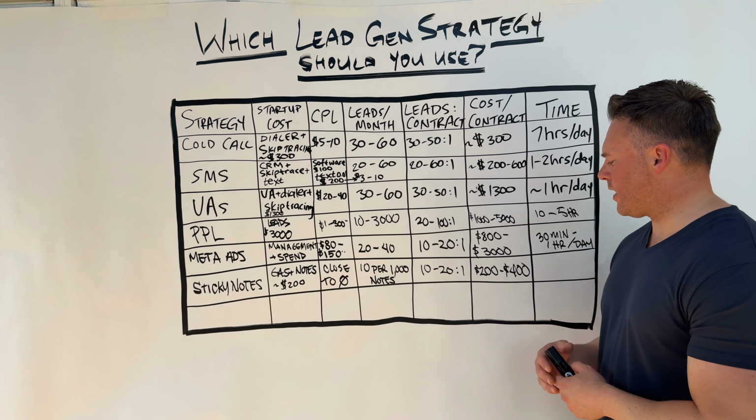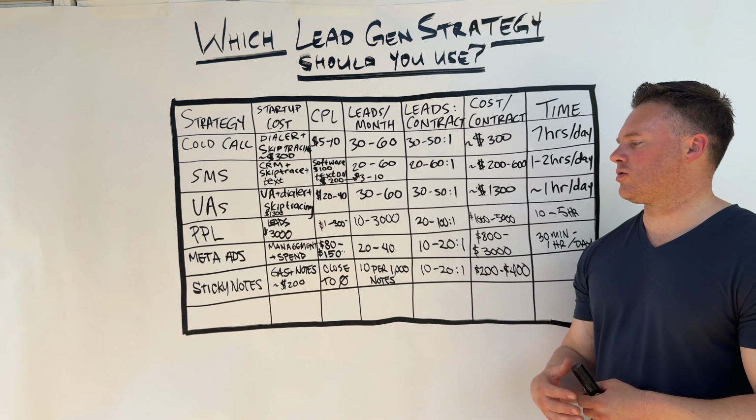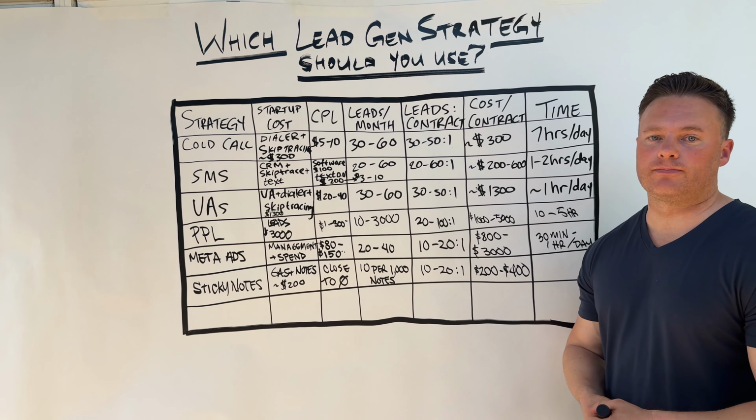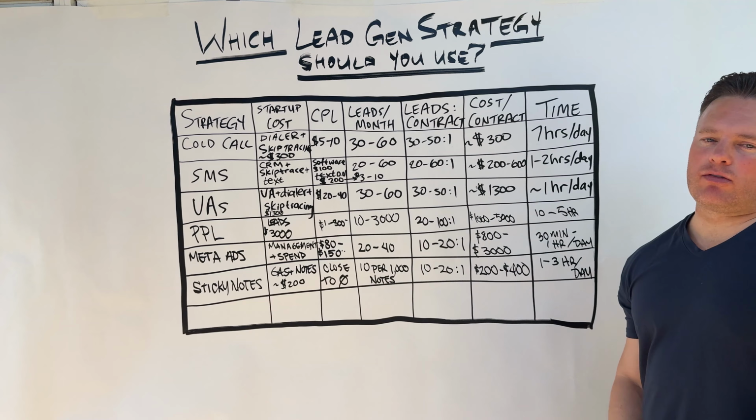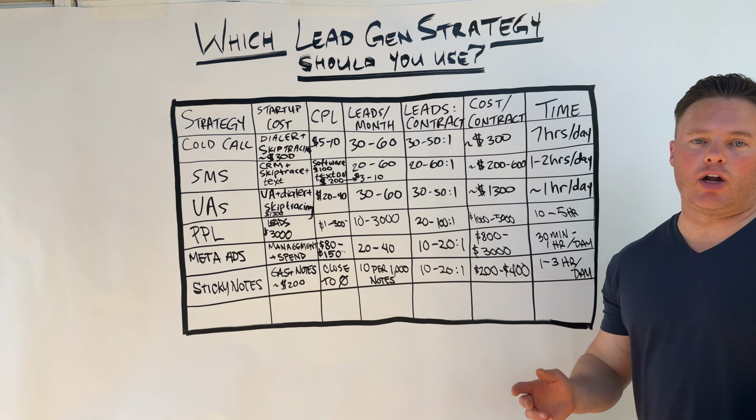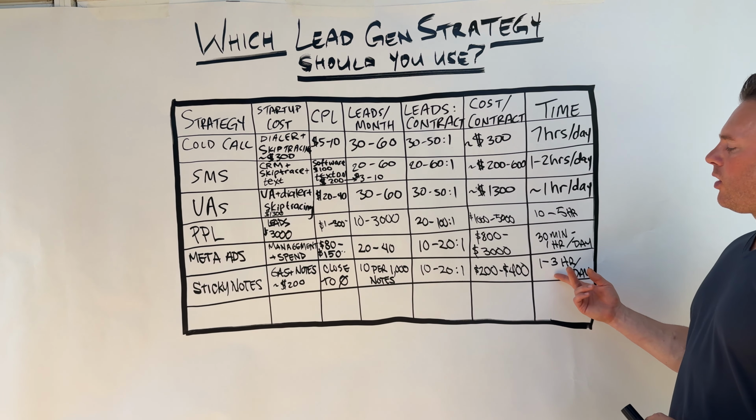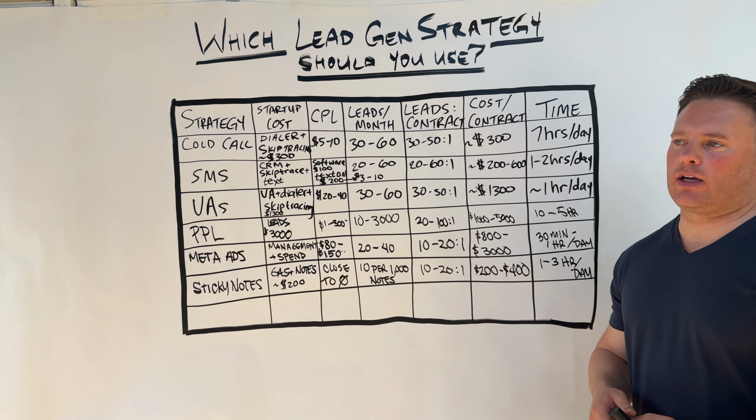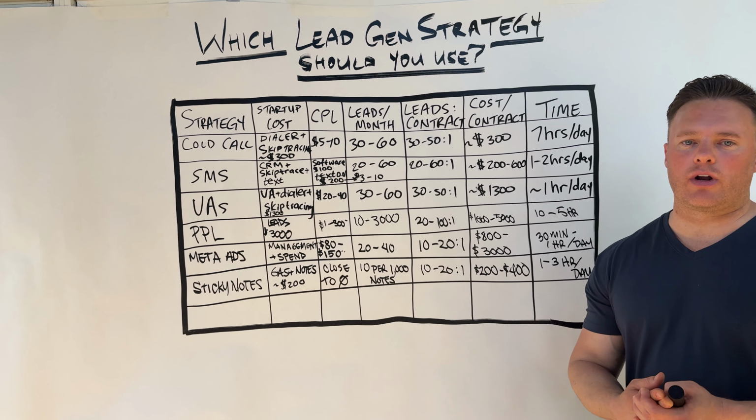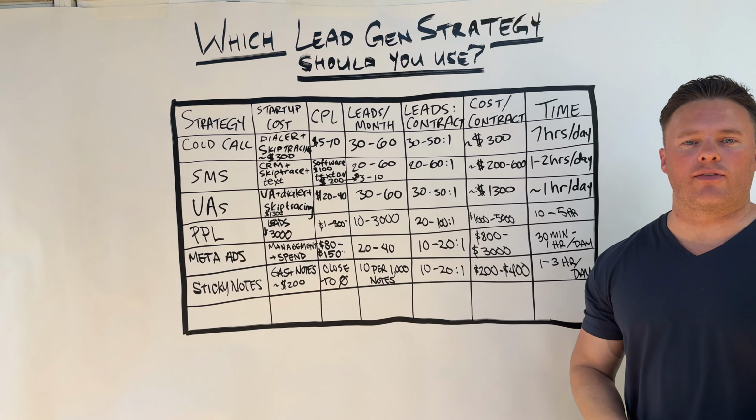So cost per contract is anywhere from $200 to $400, depending on how many sticky notes you leave, how much gas you use, how far you drive, etc. So in order to leave 1,000 sticky notes per month, you're going to want to leave about 33 notes per day on doors. So this 1 to 3 hours is going to vary depending on how far the neighborhood is, how many doors you're knocking, from house to house, how long it takes to drive, etc.